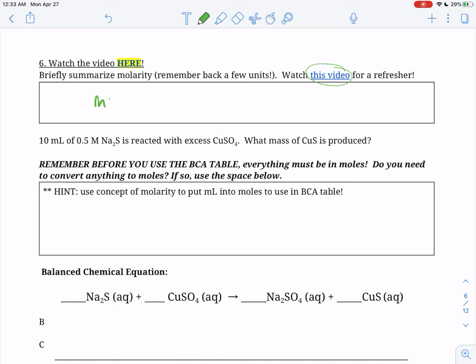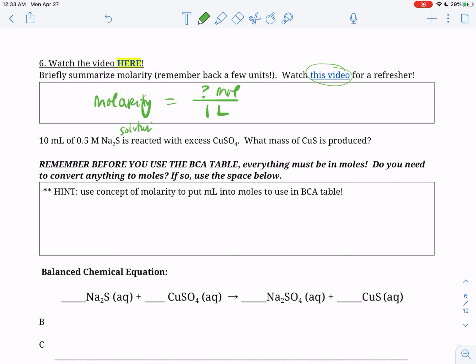But basically, remember, molarity is a ratio of moles per 1 liter. So this is the new conversion factor we're going to use in this problem in order to use the BCA table. All right, so 10 milliliters of a 0.5 molar Na2S solution is reacted with excess CuSO4. What mass of CuS is produced?